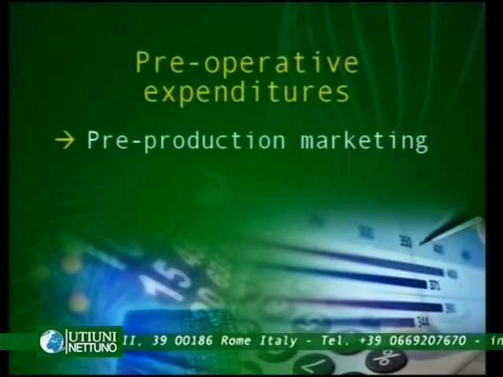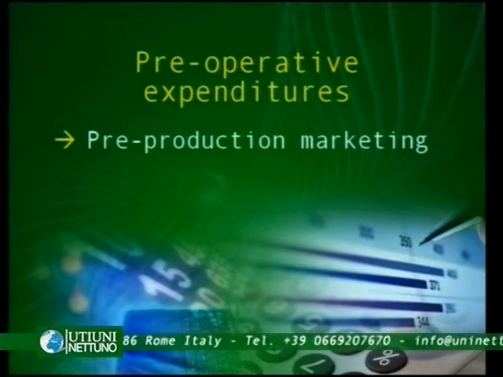The second component of pre-production expenditures is operative expenditures. Here you have, first of all, pre-production marketing. This item refers to all the costs that the firm incurs in order to advertise the product and to start the campaign to sell the product on the market when the product will be available.